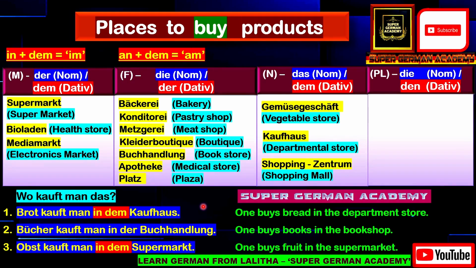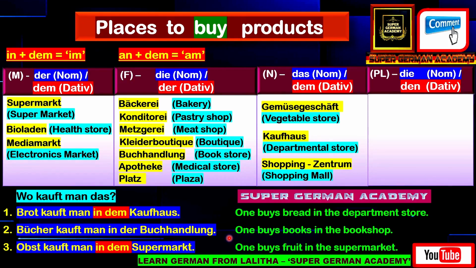Suppose it could be anything. Here is an example like bread, that is Brot in German. So Brot kauft man in dem Kaufhaus means one buys bread in the departmental store. Kaufhaus is departmental store. Instead of in dem, you can use im. Okay, that is Brot kauft man im Kaufhaus. It also means that one buys bread in the departmental store.